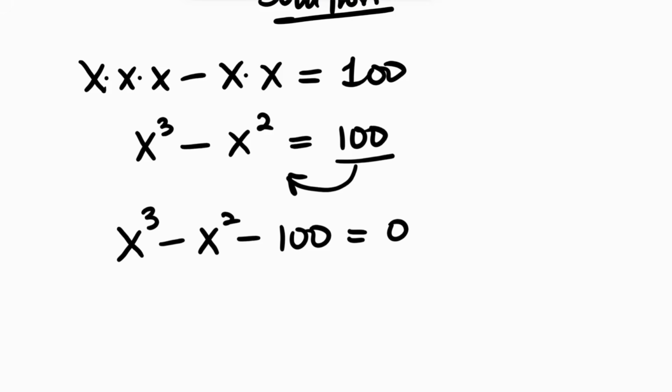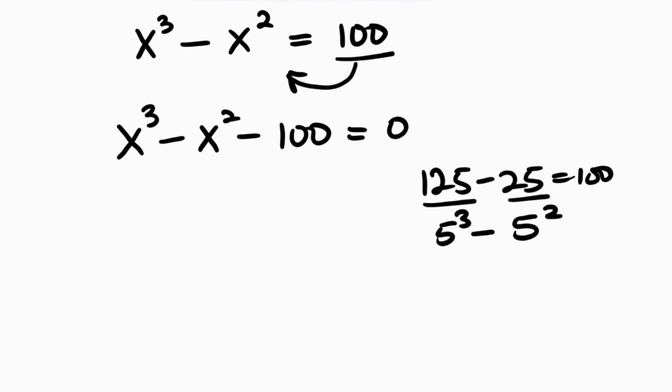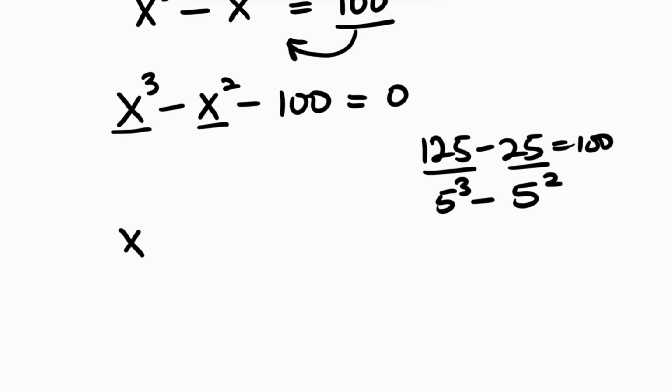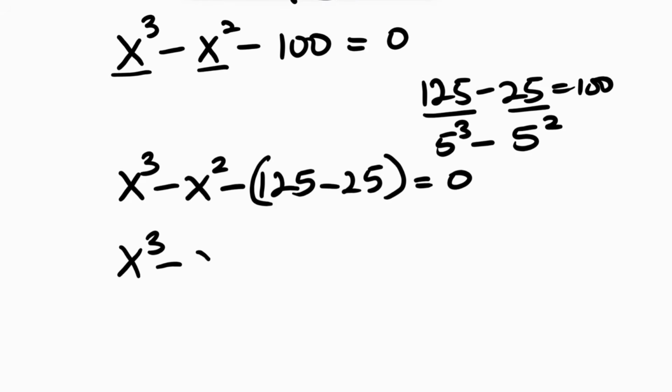So we can rewrite 100 to become 125 minus 25. And that way 125 is 5 cubed and 25 is 5 squared, which is in the form of what we have on the left hand side, x³ and x squared. Okay, so now we have x raised to the power 3 minus x squared minus 125 equals 0. So now this becomes x³ minus x² minus 125 plus 25 equals 0.